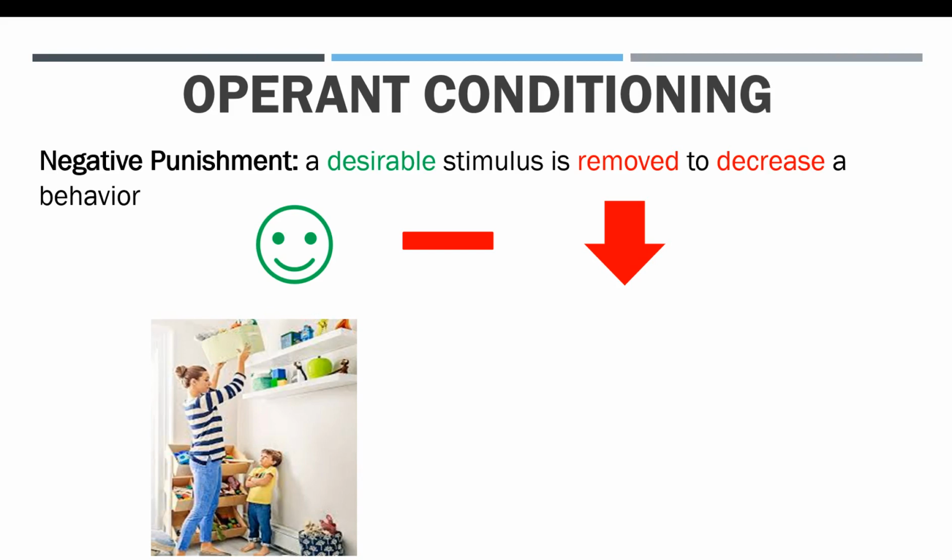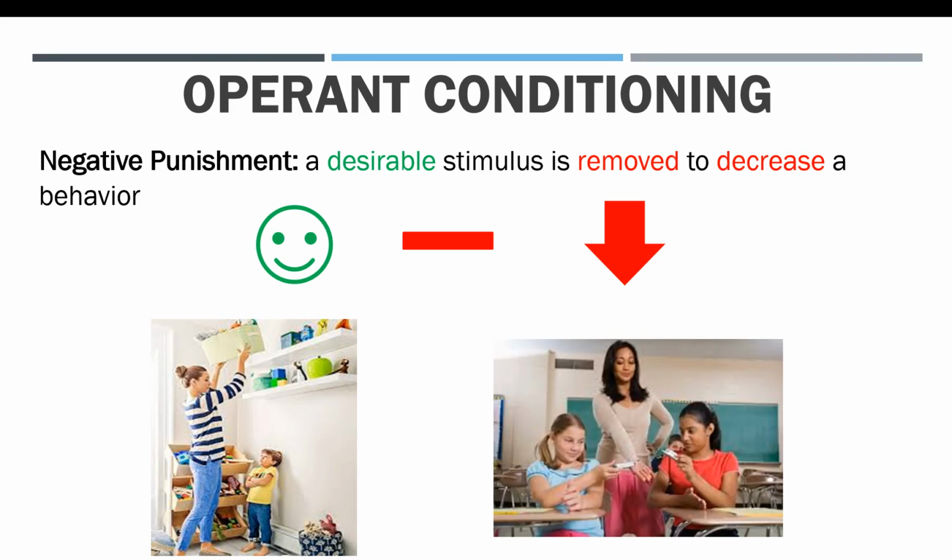For example, a parent might remove a desirable stimulus, such as toys, in order to decrease a child's behavior. Or a teacher might remove a desirable stimulus, such as a student's phone, in order to decrease her student's bad behavior of using their phone in class.